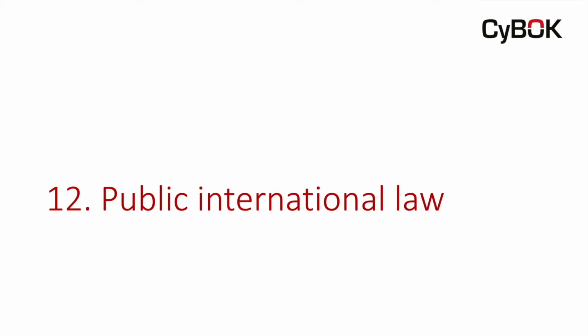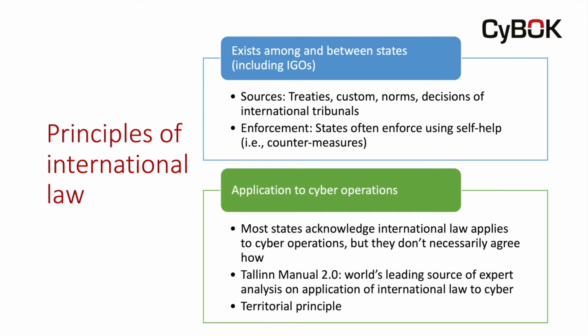Now I'd like to take a quick look at public international law. Let's start with the basics. Public international law exists to regulate relationships among and between sovereign states. And for this purpose, we include international governmental organizations, treaty organizations, like the United Nations. Where do you find public international law? It's found in treaties, custom, widely accepted norms, decisions of international tribunals. The trick with public international law is how do you enforce it? Yes, there are international courts, but those courts have very limited power to impose their will onto sovereign states. And the truth of the matter is that states most often have to resort to a type of self-help. They enforce international law against each other. Very often that's taken by means of what we call countermeasures.